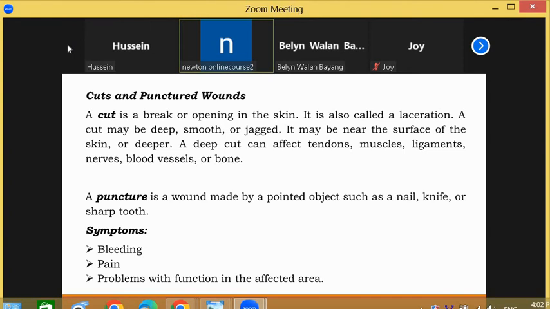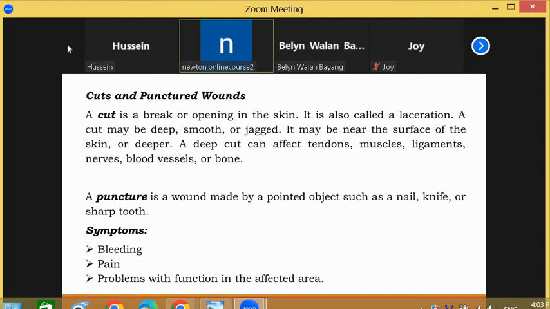Sometimes it will be only in the topmost layer, sometimes deeper. We know there are 3 skin layers, and sometimes the wound goes very deep. It depends on how it happened. Next one is puncture. A puncture is a wound made by a pointed object such as a nail, knife or sharp tooth, whose tip is stuck in our body. That is called a punctured wound.